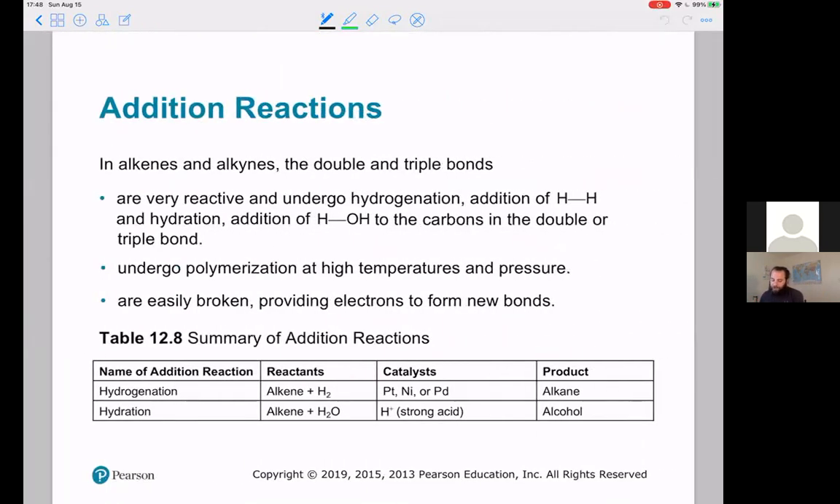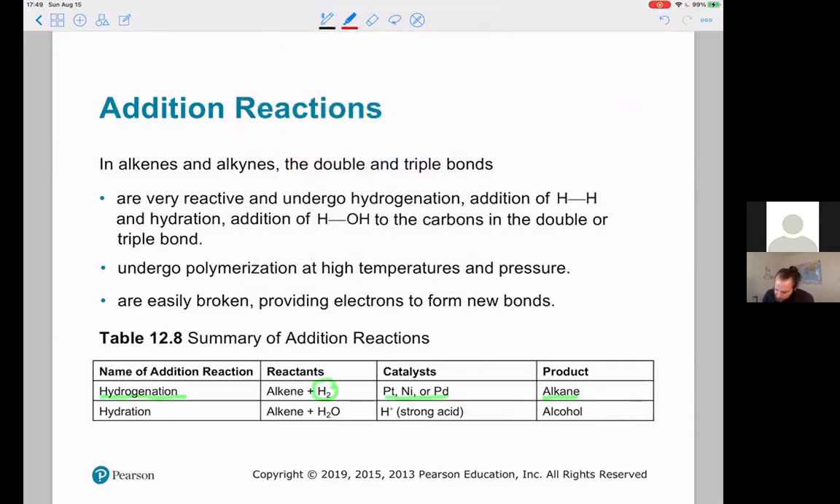There are 2 different addition reactions that we're going to talk about here. Okay, one is hydrogenation. This will be adding hydrogens to our alkene. You need a catalyst to do it. It's either platinum or nickel or palladium. You're just going to have memorized that there's going to be a catalyst involved. And what we're going to get at the end of it is an alkane. So you start with an alkene, and as your product, you'll get an alkane.